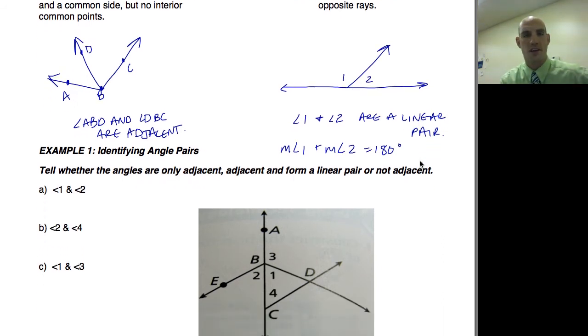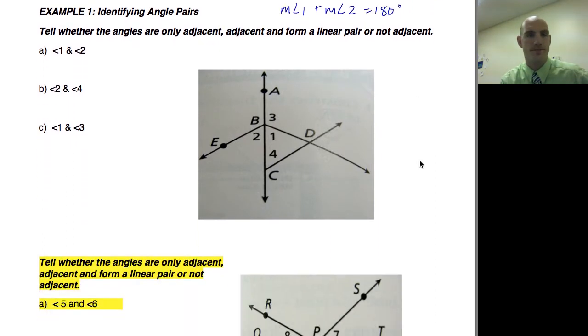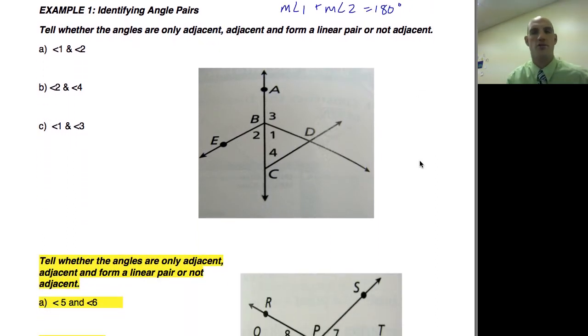Let's look at a couple of specific examples, and we're just going to identify these angle pairs. Tell whether the angles are only adjacent and form a linear pair, or not adjacent. Angle 1 and angle 2. So angle 1 is this one here, right? Angle 2 is this one here. Well, you'll notice they share this common side, and so these must be adjacent. And the question is, are they a linear pair? Well, do they form a line here? No, it's a curved angle. For them to be a linear pair, it would have to be a straight angle.